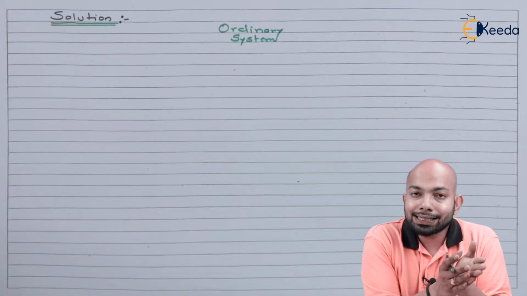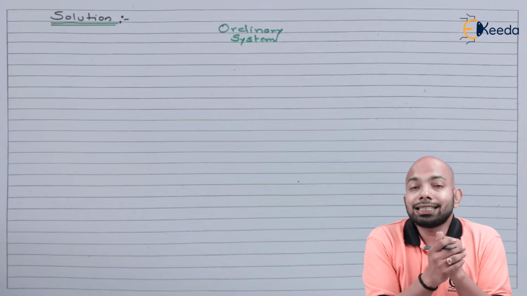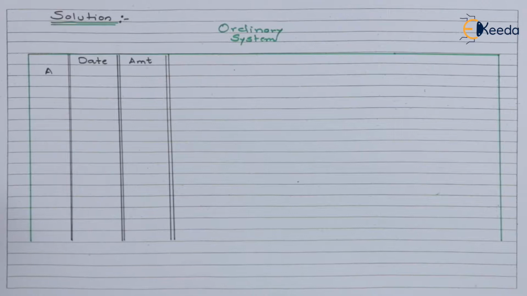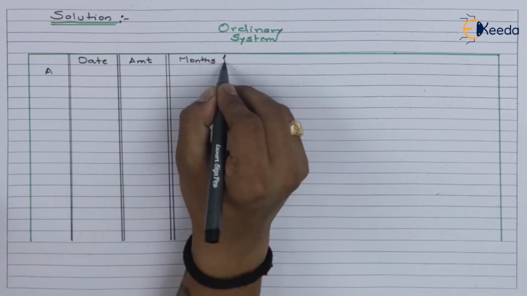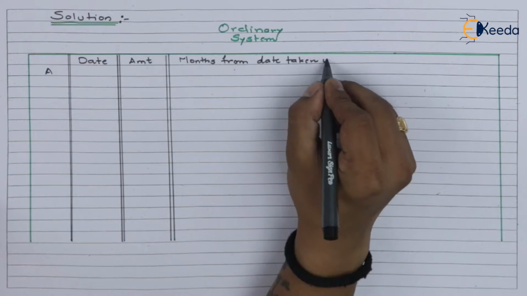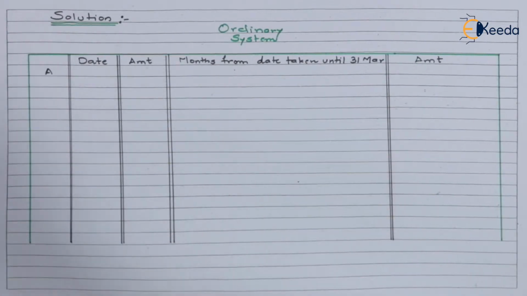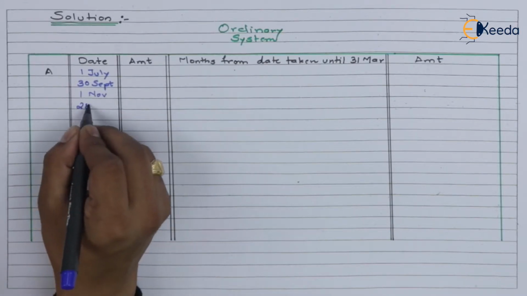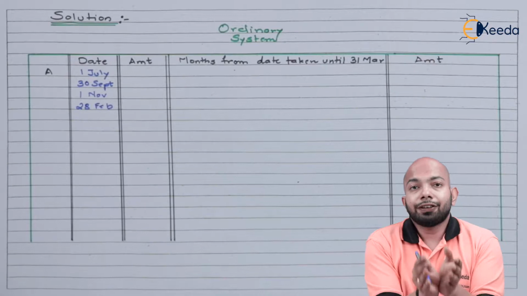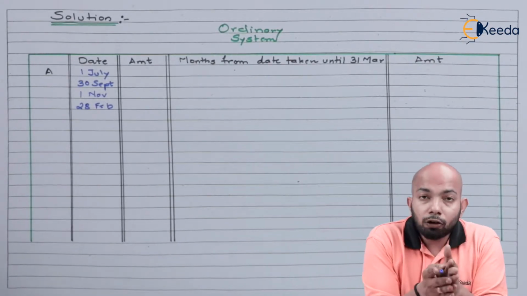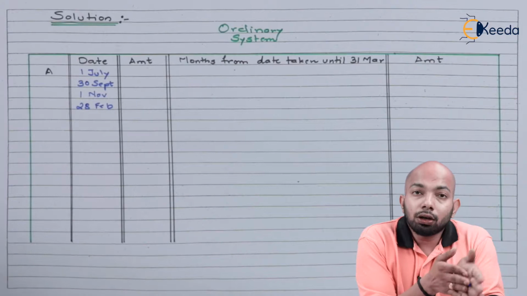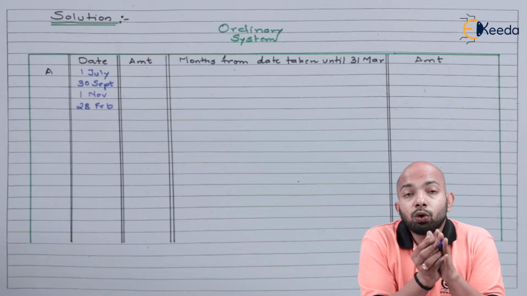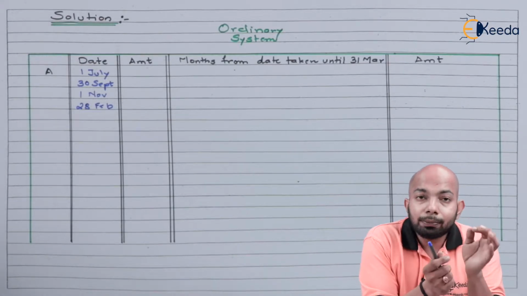We'll be using the ordinary system first to determine what is the interest that will be charged for both A and B. So we have prepared a format whereby we have taken the columns like date, amount, number of months or number of days from when the drawings were done, and the product. Now the product will be the number of months multiplied by the amount taken.